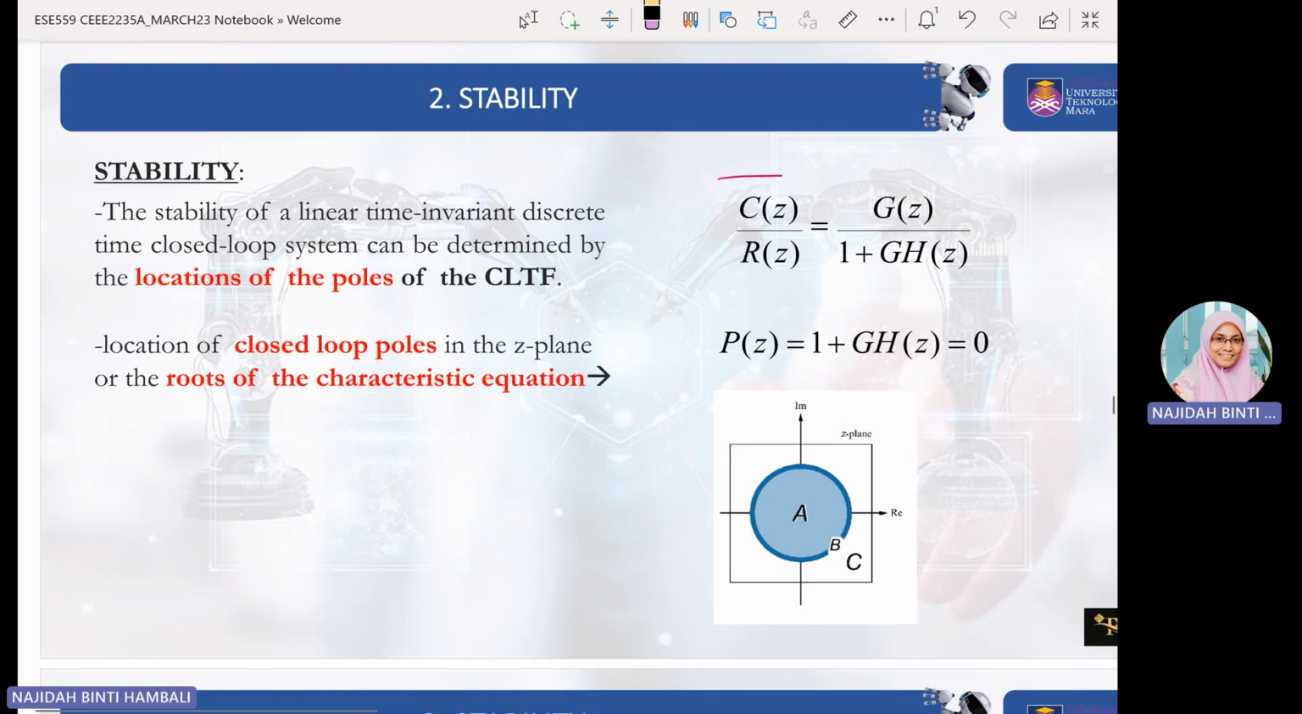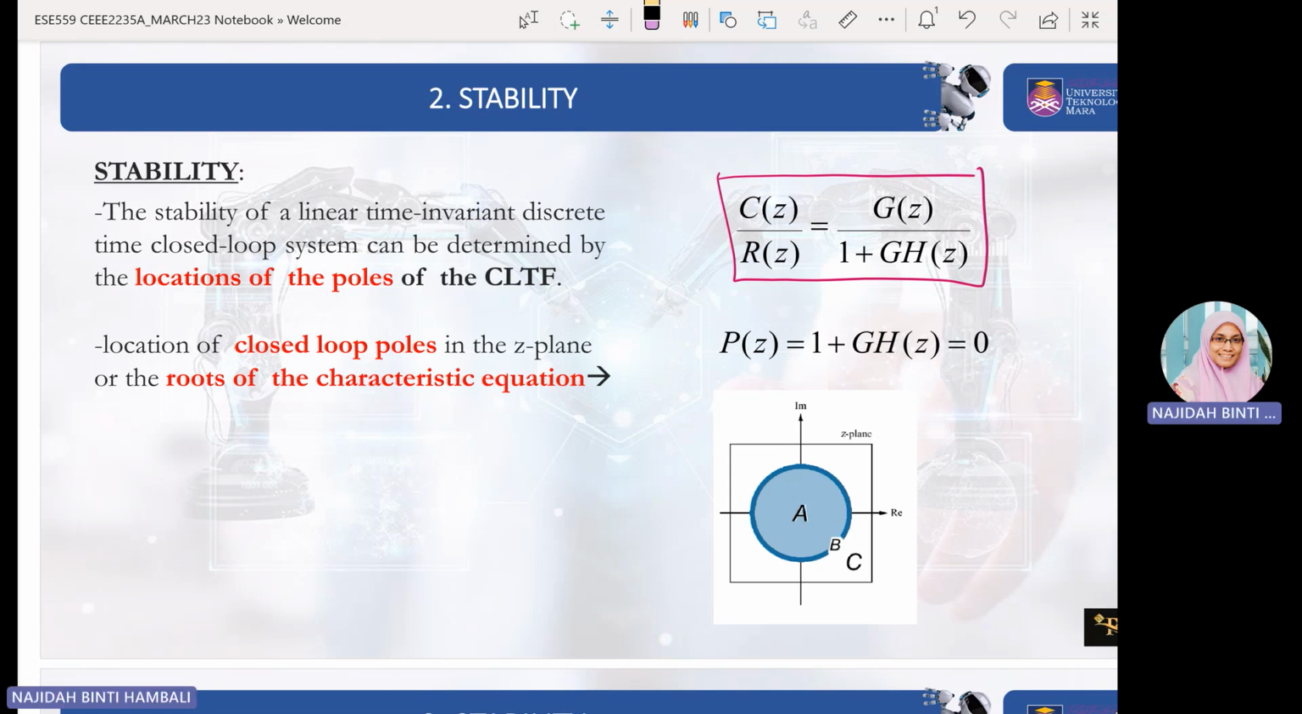Pernah jumpa equation ni? Macam pernah nampak. Equation apa tu? Masa introduction of control system. Closed loop block diagram. Sama je. Formula sama, you just convert from S domain into Z domain. So sama je kena kira. So nak determine stability tadi.